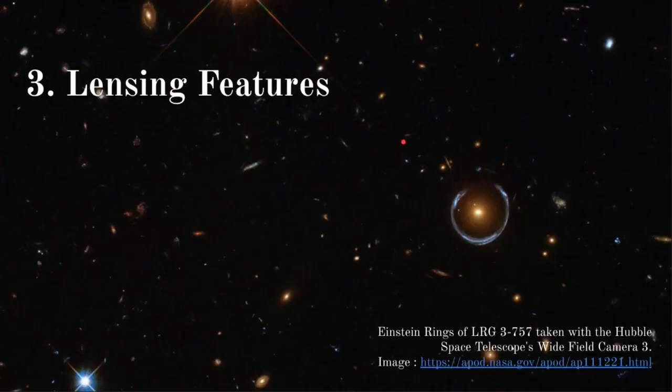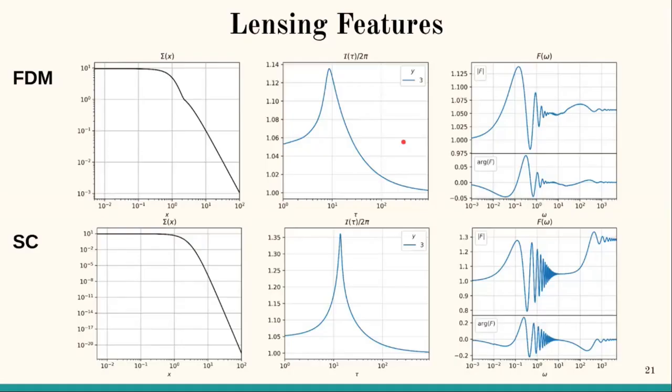Moving on to the features of fuzzy dark matter. In this slide, we show the surface mass density, I of tau, which is the Fourier transform of the amplification factor, and the amplification factor itself. Focusing on the surface mass density profile, first you can see there's this transition that happens, which is the nature of FDM. First, it follows the solitonic core up to some transition point, and then it follows an Navarro-Frenk-White profile.